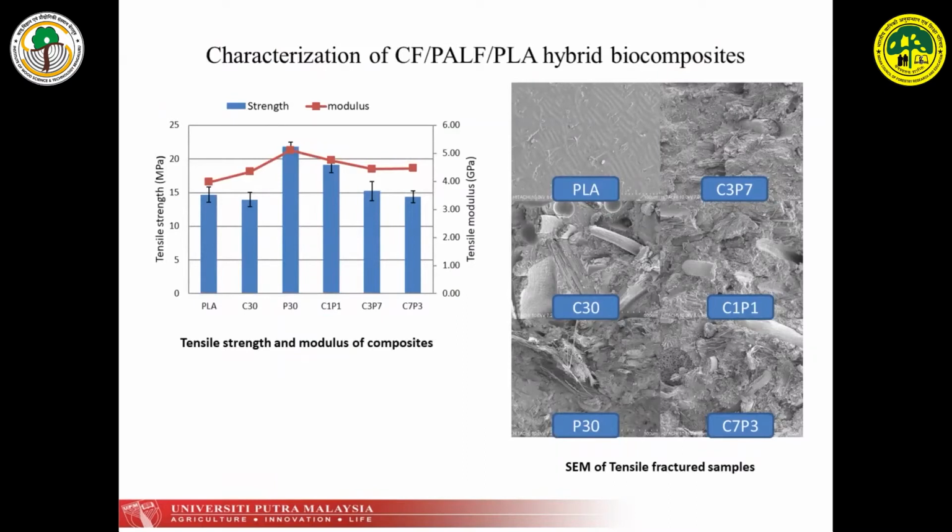when we make the hybrid composites, we find out that P30, which means pineapple leaf 30%, is giving better tensile properties compared to the hybrid composite which we make, because as we saw earlier, the pineapple has better cellulose content compared to the coir. Because of that, the pure composite made with the pineapple gives better strength.